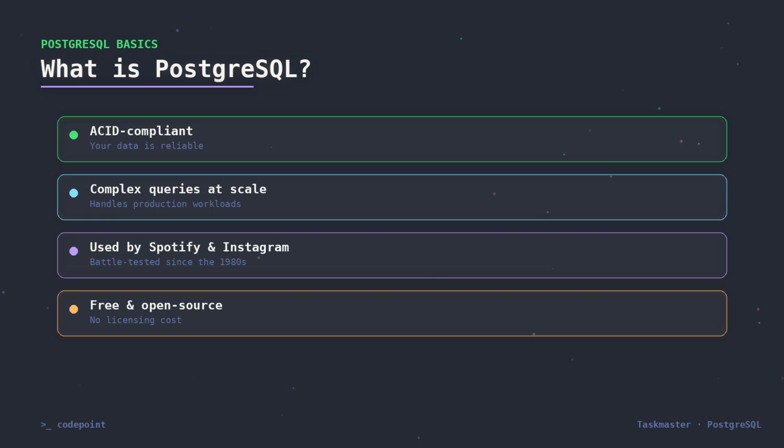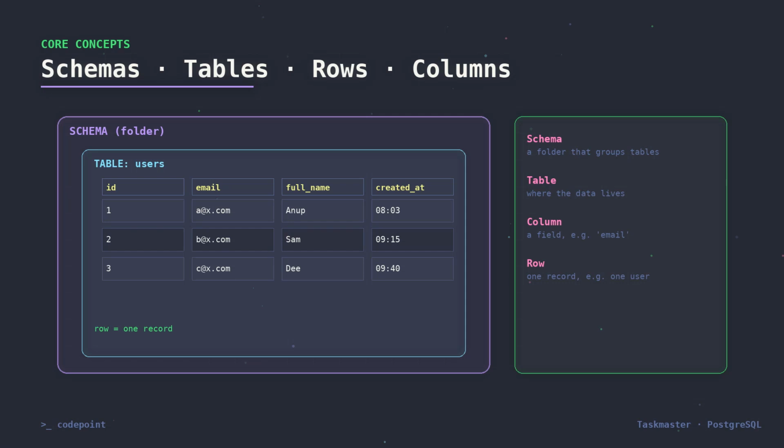What is PostgreSQL? PostgreSQL is a powerful open-source relational database. It's been around since the 1980s, and it's the gold standard for production applications. Here's why developers love it. It's ACID compliant. That means your data is reliable. It supports complex queries and it scales. It's used by companies like Spotify, Instagram, and DuckDB. And it's free. For the Taskmaster app, PostgreSQL gives us the structure we need to organize users, projects, and tasks into meaningful relationships.